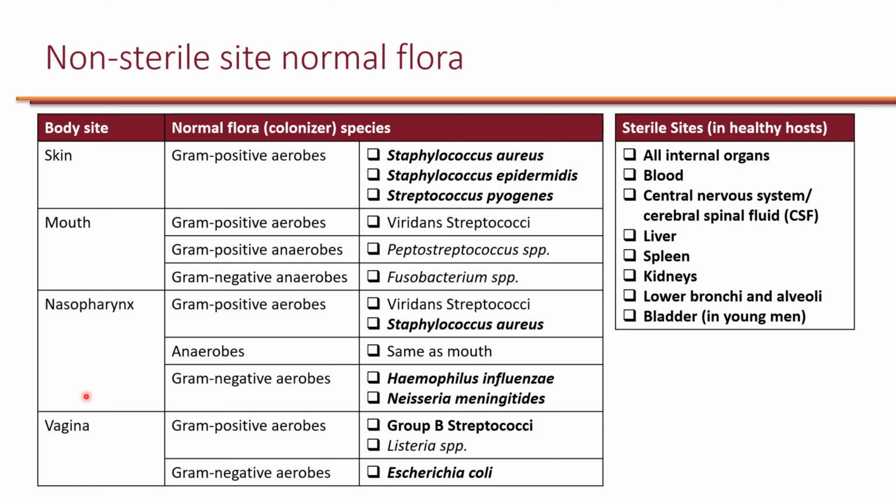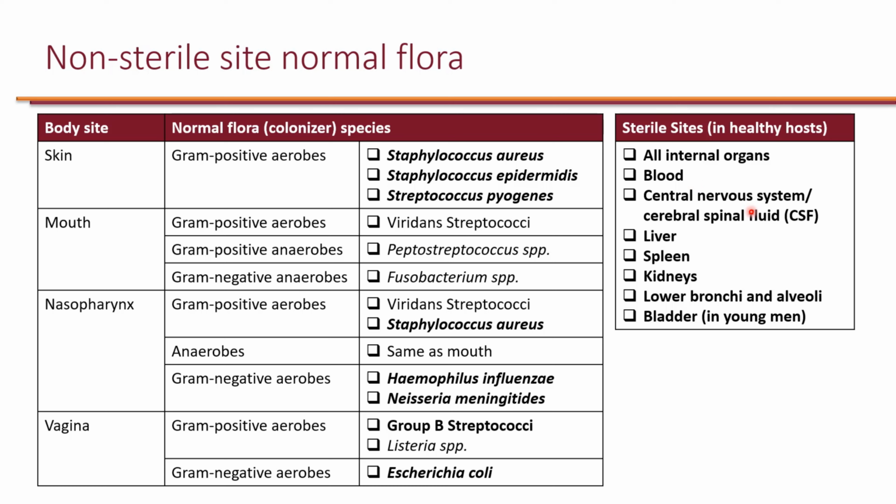There are non-sterile sites in the human body where these flora reside. However, there are sterile sites that are not supposed to have any organisms in healthy hosts. So in general, all internal organs are considered sterile, so they should not have any flora. For example, in blood, we don't anticipate any organism. So if you do find an organism in a sterile site, it's considered an infection for the most part. Especially blood: if you find anything in the blood, it's considered infectious.